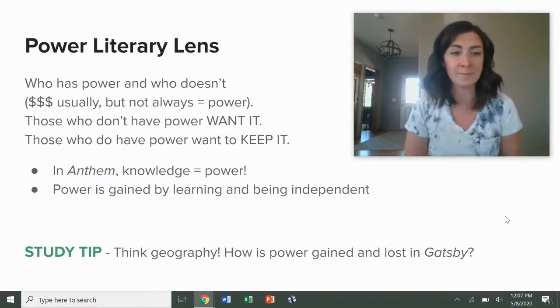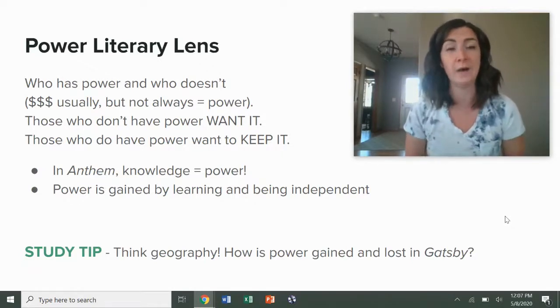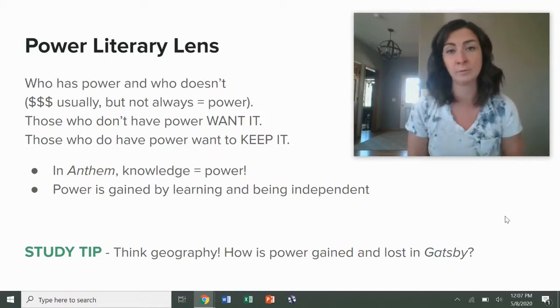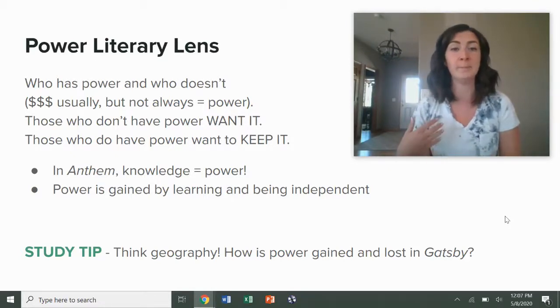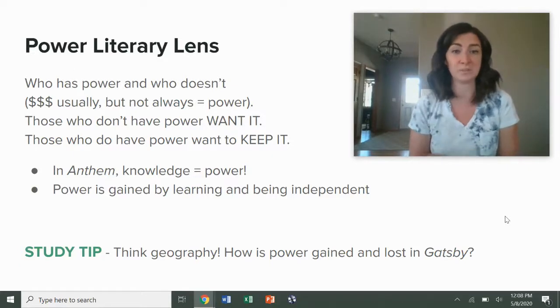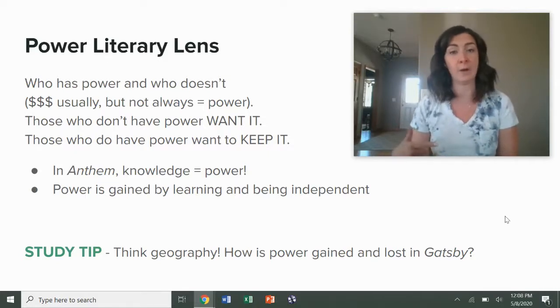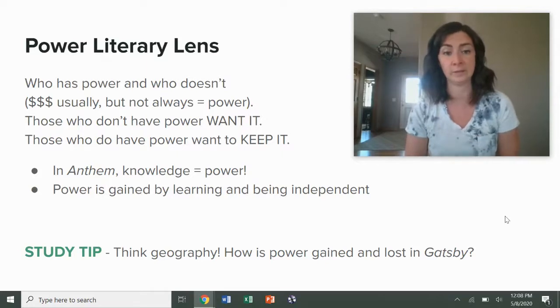Let's take a look at some Anthem examples. In Ayn Rand's Anthem, knowledge was really how characters gained power. If you remember our main character, Equality, he spent many hours studying and becoming more intelligent, and he worked really hard, and that helped him to become more independent through his learning. So in that text, money wasn't even a topic that really came up. They didn't have money in that society. So instead of gaining power by becoming wealthy, he gained power by educating himself and learning.